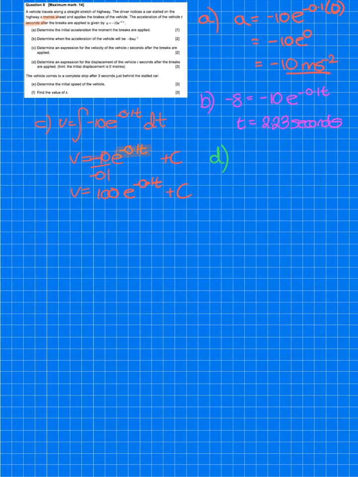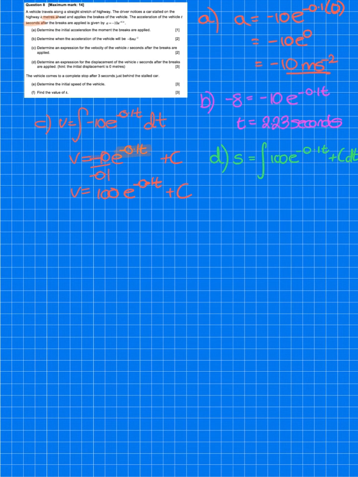Part D of this question, determine an expression for the displacement. So I'm going to use S for displacement, and we need to integrate the velocity. So we're going to integrate 100e to the negative 0.1 t plus c, and we're going to put our dt on the end. Don't just think we don't know what c is, so let's leave it off. We need to put the plus c there when we're integrating.